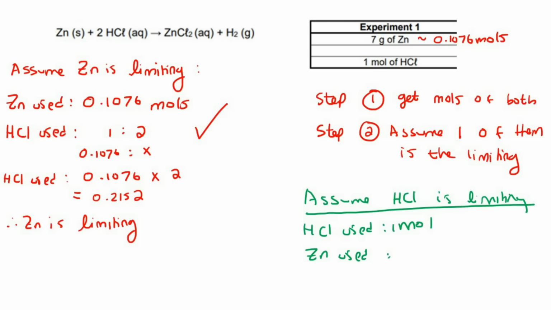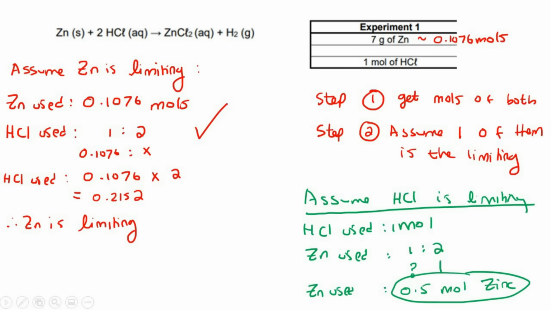So we know that the zinc to HCl is 1 to 2. So if this is 1 mole over here, then we got to figure out that. So that means you're going to end up saying 1 divided by 2, because you see the amount of HCl is always double the amount of zinc. So if we're using 1 mole of HCl, then that means we are going to use 0.5 moles of zinc. But now that is not possible.